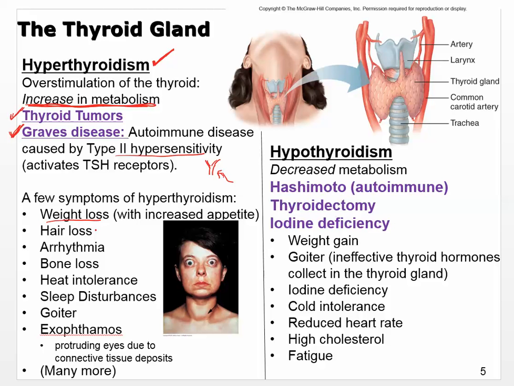So if we want to think about what the thyroid hormone does, overactivating it causes weight loss. Now hair loss, that's a little different because you get that with hypothyroidism too. But arrhythmia, so it causes some heart issues. Bone loss, it causes bone loss, and heat intolerance.